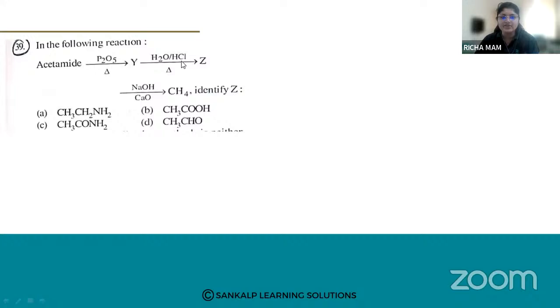In the following set of reactions, acetamide is reacted with P2O5 and heated to give Y. Further reacted with water in the presence of HCl, you get Z. This on further treatment with NaOH in the presence of calcium oxide gives you methane. You have to identify Z.